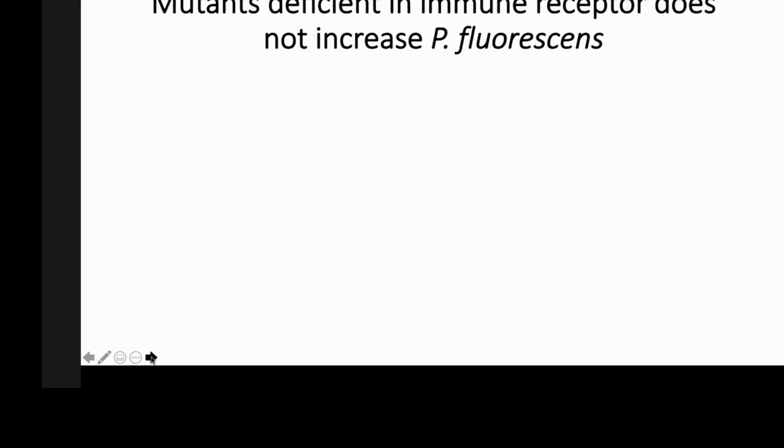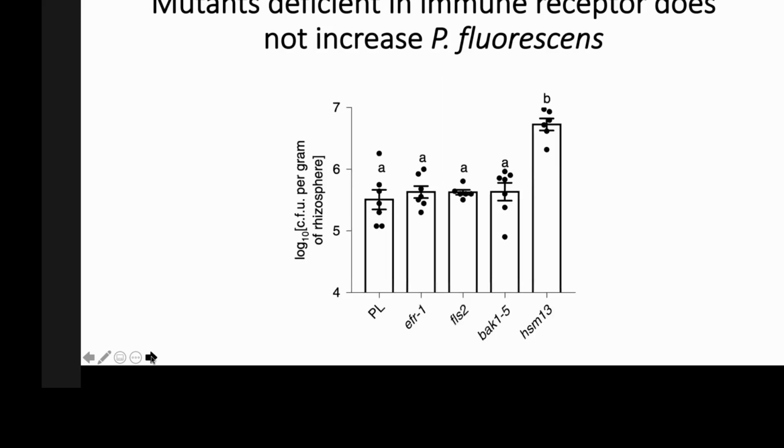So they also looked at, so FAIR is known to interact with immune receptors and basically allow for complex formation of these immune receptors. So they looked at EFR1 as well as FLS2 and BAK1-5. And they saw that there was basically no difference in these mutants as compared to the parental strain, right? So it's not acting by scaffolding some of these other receptors that FAIR is known to act through.